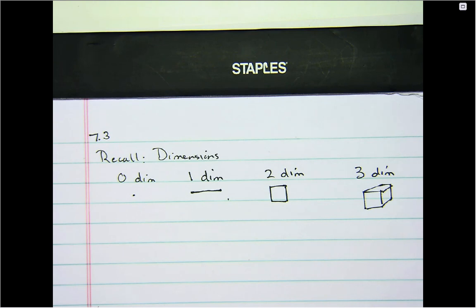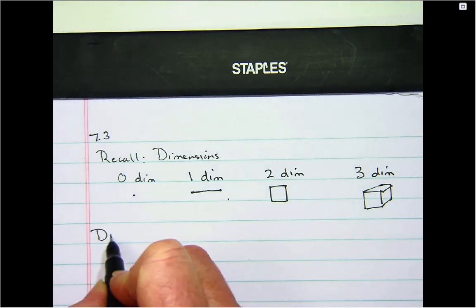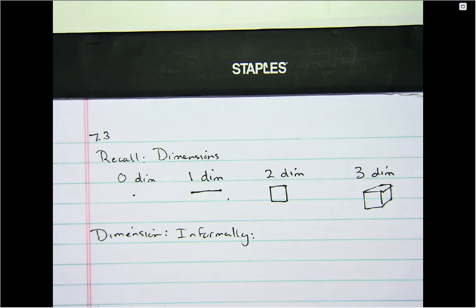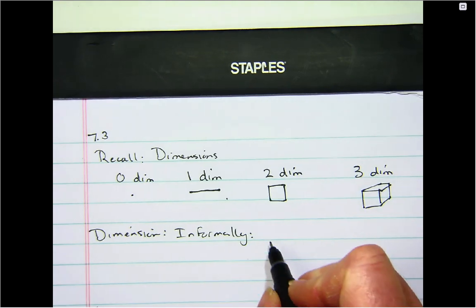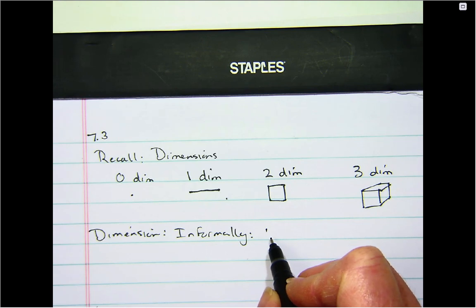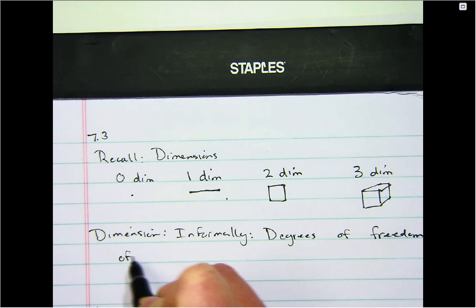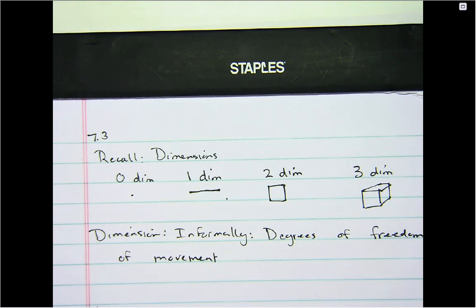So these objects fit in their dimension, but we didn't really define dimension. We gave an informal definition of dimension. So let's look at that informal definition again. Does anyone actually remember the definition of the dimension that we gave? Well, one informal definition was the degrees of freedom of movement.